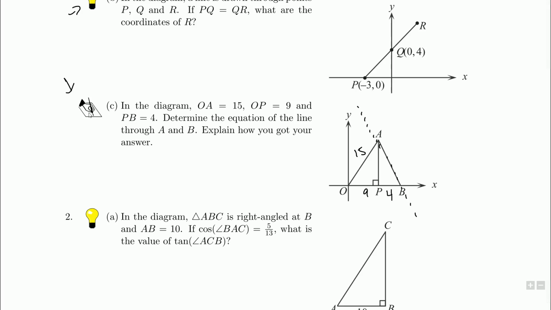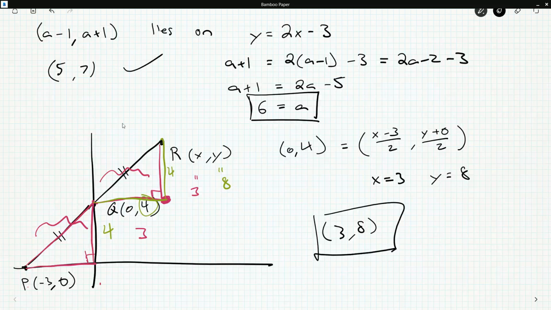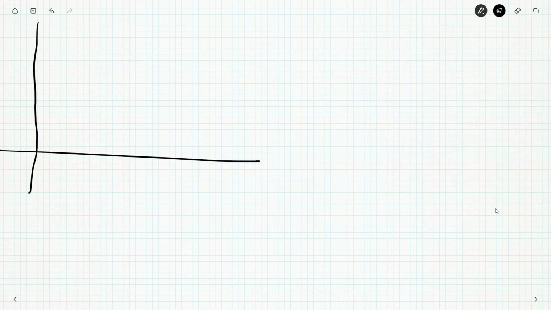All right. So, I want the equation of the line. Well, what do I need? If I knew the coordinates of both A and B, that would be fine. 2 points determines a line. In fact, I'm gonna go back to my notepad and I'm going to copy this picture. Go up, and we go down. So we have O, P, we were told it's a right angle, we've got A here, we've got B, 9, 15, and 4.